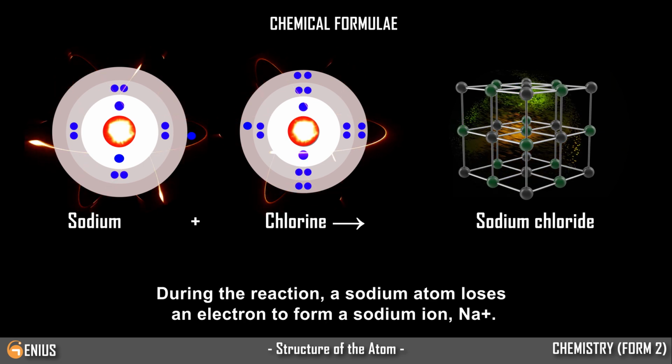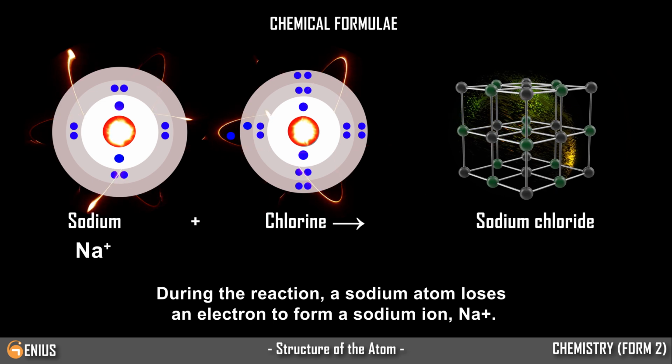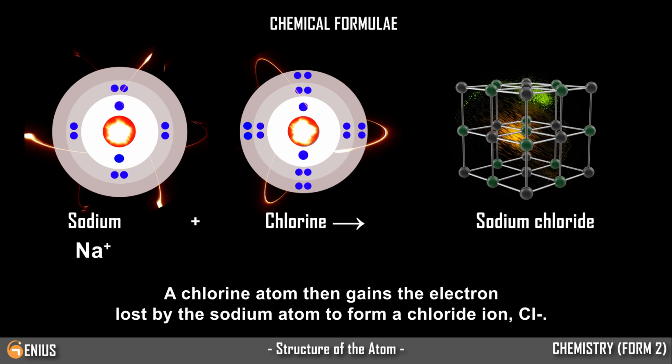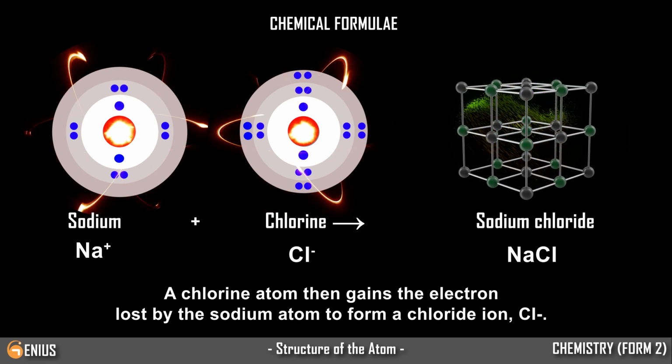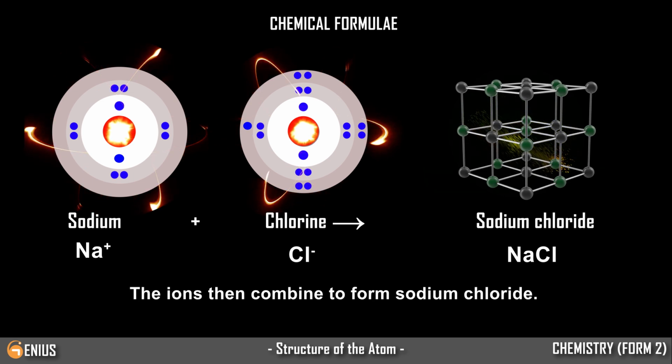During the reaction, a sodium atom loses an electron to form a sodium ion. A chlorine atom then gains the electron lost by the sodium atom to form a chloride ion. The ions then combine to form sodium chloride.